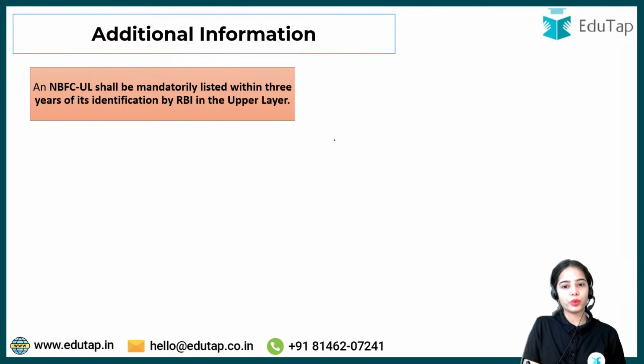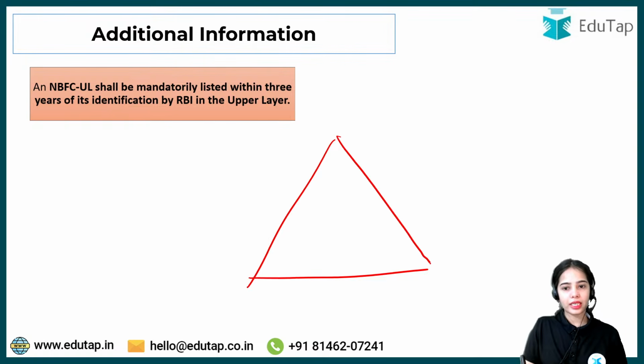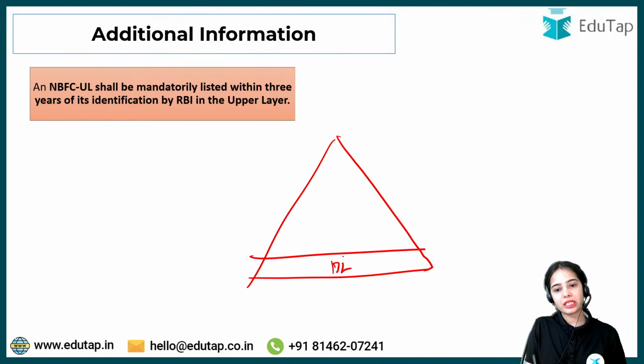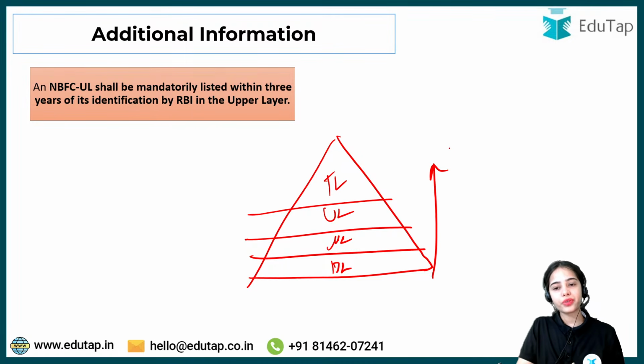Because the higher you go, this is what I have told you, that if you are in the base layer, then middle layer, then upper layer, and then the top layer, the higher you go, the stricter the rules and regulations the RBI will be applying.